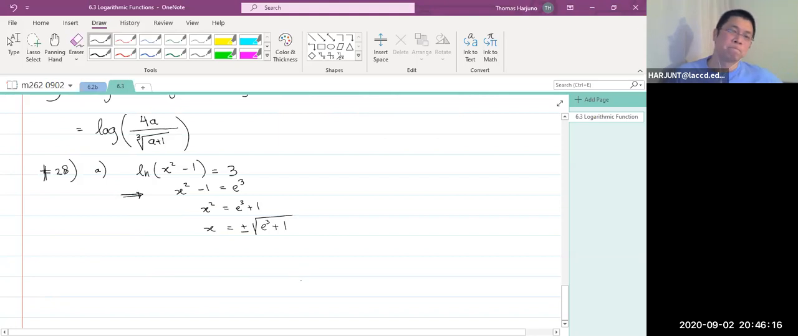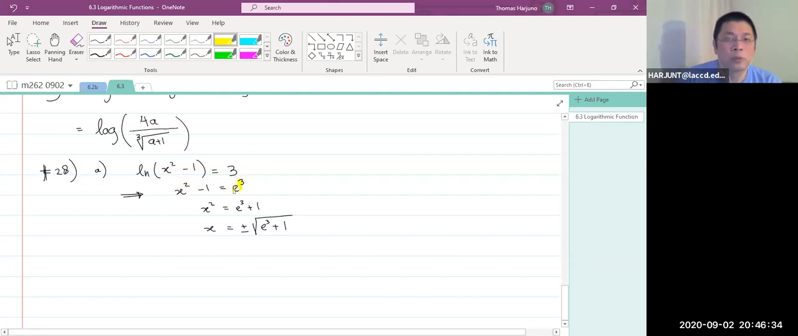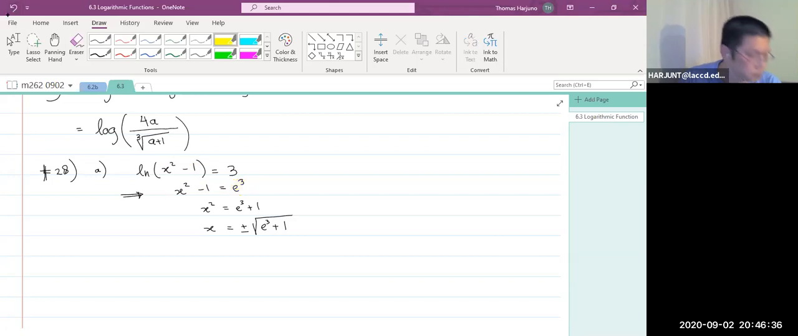Okay. Now, of course, I'm supposed to check if it works, but we know it works here for any x, right? All you need is actually x squared minus 1 to be positive. Okay, x squared minus 1 is positive. That's x cubed. How about part B?